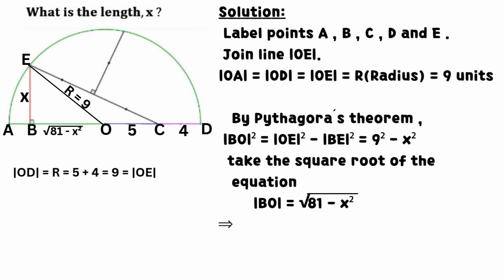By Pythagoras' theorem, the square of line BO equals the square of line OE minus the square of line BE, which equals the square of 9 minus the square of x. Take the square root of the equation. We have that line BO equals the square root of 81 minus the square of x.